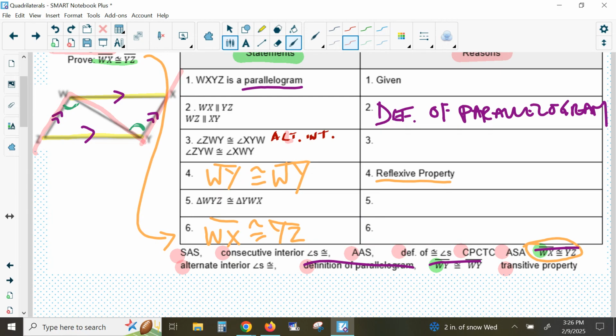Okay, let's check the other pair. So let's check this guy out. So we have Z, Y, W. I can't even read my letters today. I don't know what's wrong with me. So Z to Y to W, so that's this guy right here, is congruent to X to W to Y. So that's this guy up here.